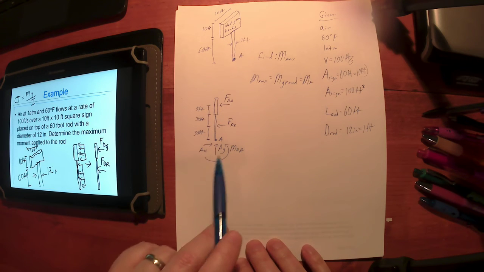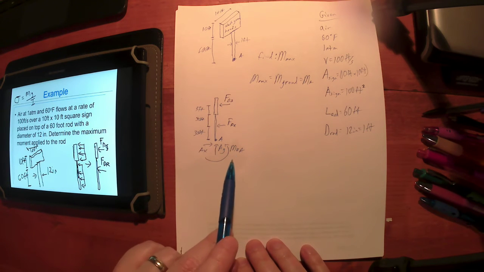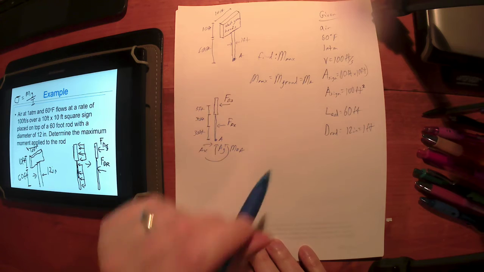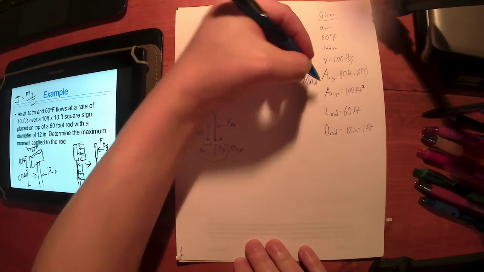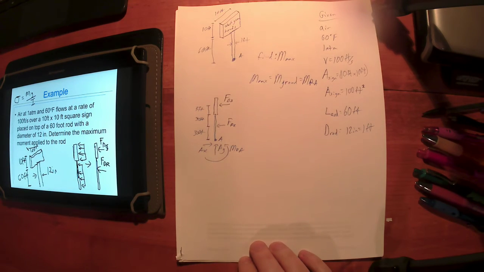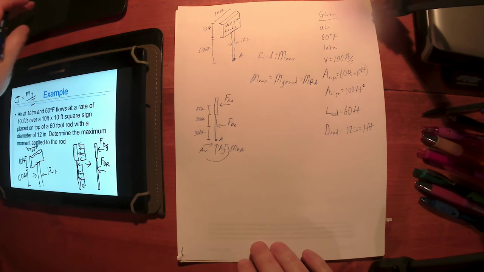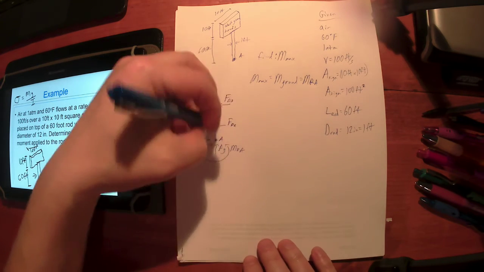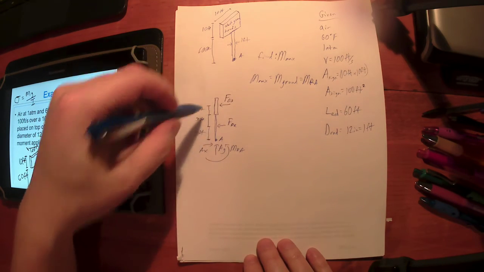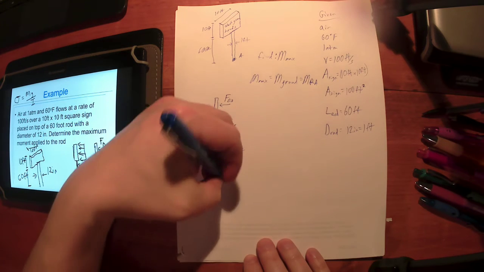So what we're trying to find is this reaction moment at A at this point. Okay, that's really what we're after. It's the reaction moment at point A. Okay. All right. So, well, to do that, as you can see, I need to find these drag forces.